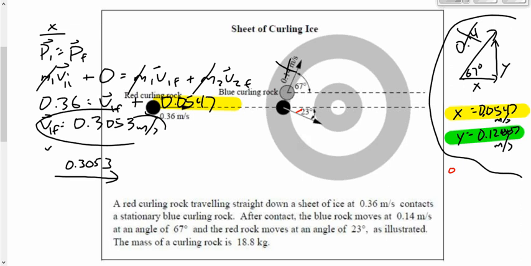Yep. I know the x component is 0.3053. What's the y component? Don't know. What's the hypotenuse? I don't know. That's what I'm trying to find. But I do know the angle is 23 degrees.